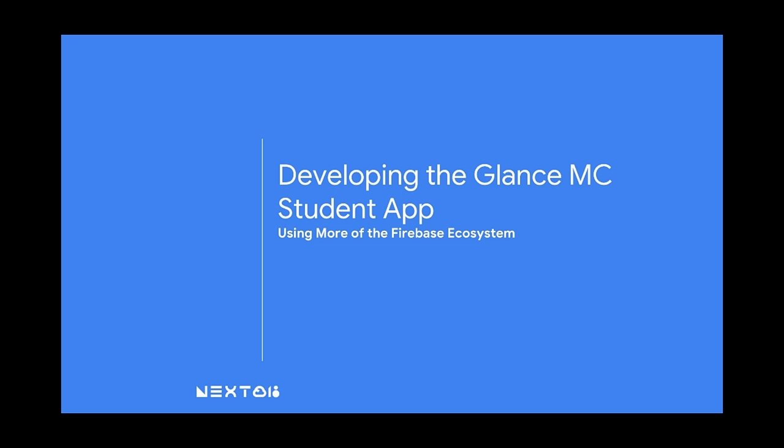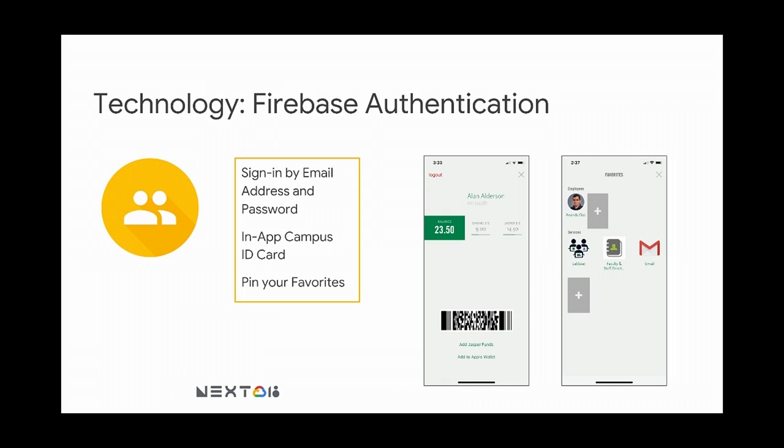After that, we started using more of the Firebase ecosystem. The key one here was Firebase Authentication, where people can sign in by their Manhattan College or Google email address and password. That facilitated the development of an in-app campus ID card and allowed people to pin their favorites, and showed an example of the ID card here. It basically just has a barcode, and also there's a place where people could add funds to their account. It actually has a picture and all that.